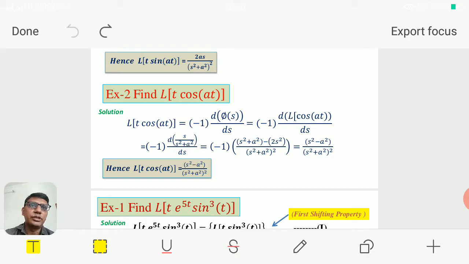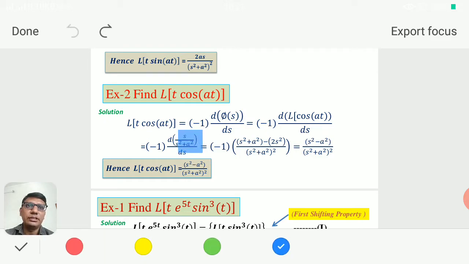So Laplace of t cos at equals minus 1 times the derivative of Laplace of cos at. We know the Laplace of cos at is s upon s square plus a square. So here we apply the Laplace of cos at and its derivative one time, because here f(t) is multiplied by t one time.